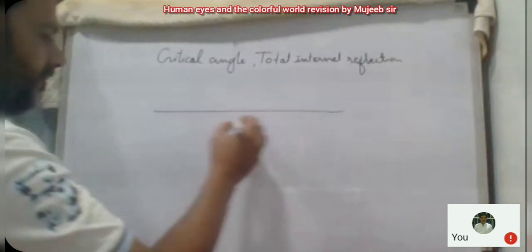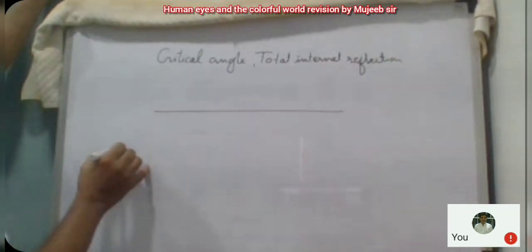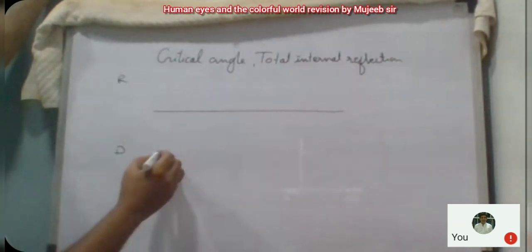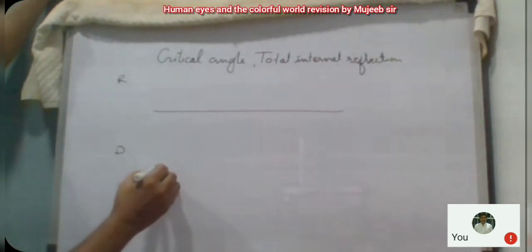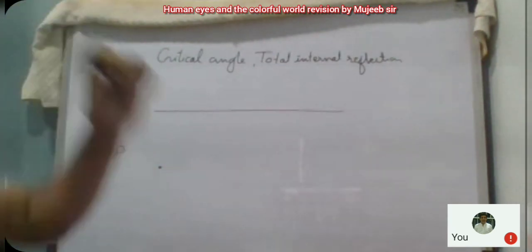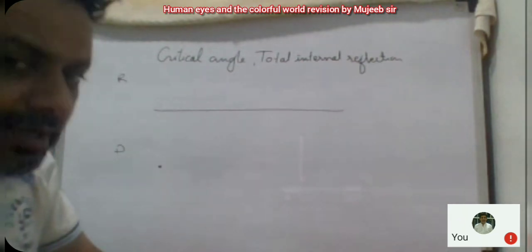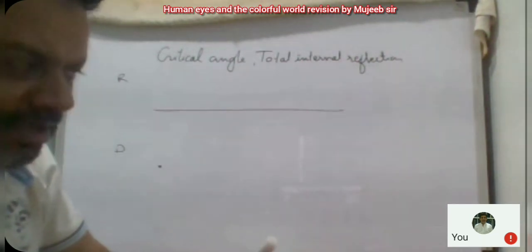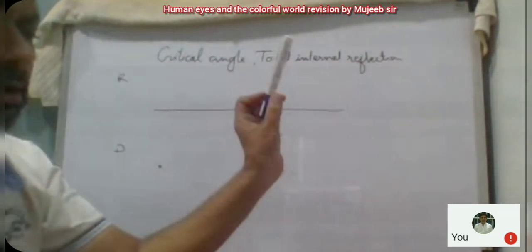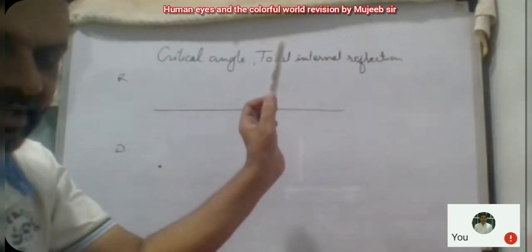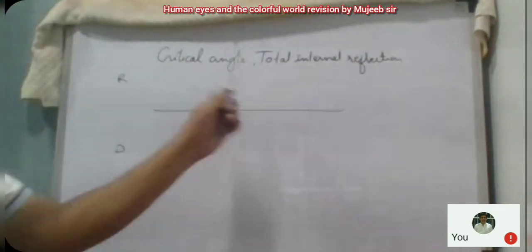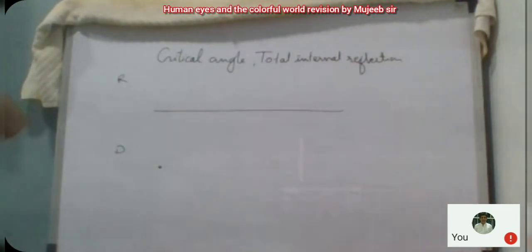Suppose here is the denser medium, here is the rarer medium, and suppose here there is some source of light. Now remember, a source of light is not actually a bulb, okay. Anything which you can see is a source of light. For example, you can see my pen, so my pen is a source of light for your eyes. You can see the board, so the board is the source of light for your eyes. Anything we can see will be a source of light.